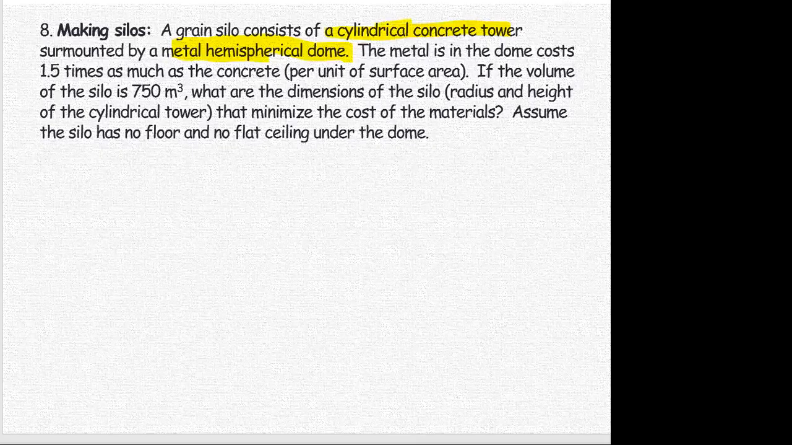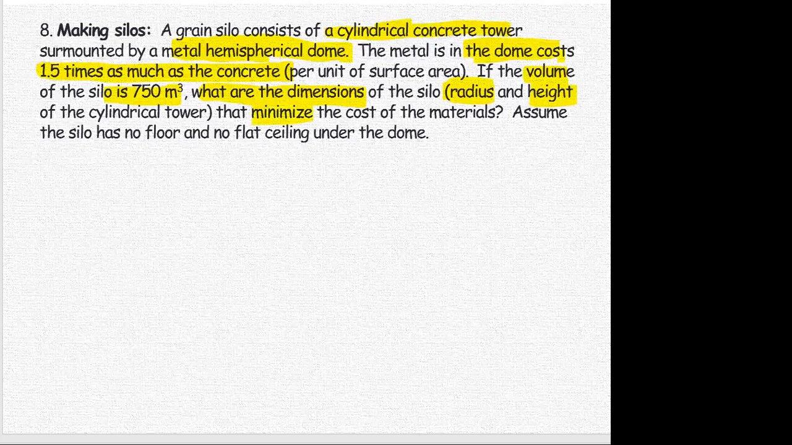One is the cylindrical shape and the other one is the hemispherical dome. The metal is in the dome and costs 1.5 times as much as the concrete, per unit area. And if the volume of the silo is 750 cubic meters, what are the dimensions of the silo? As for the radius and the height of the cylindrical tower.